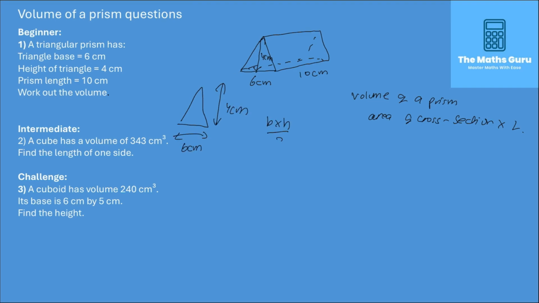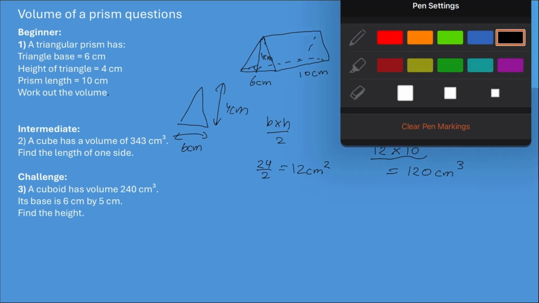So using base times height divided by 2, we work out that the area of the cross section is 24 divided by 2, which is equal to 12 centimeters squared. So we can then use our cross-sectional area times our length to work out the entire volume of the prism, which is going to be 12 times 10, which is equal to 120 centimeters cubed.